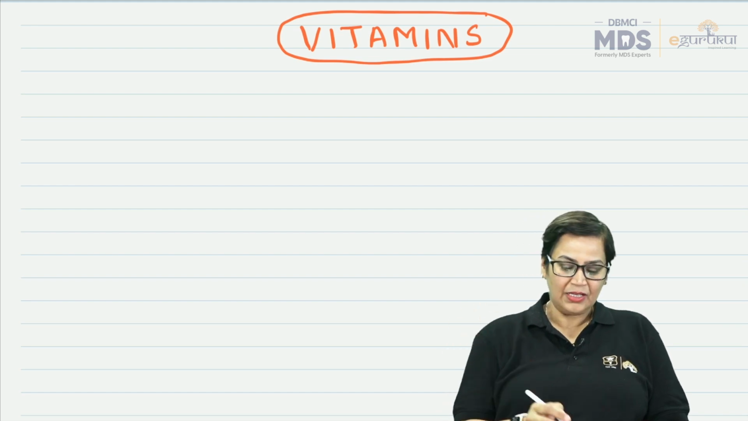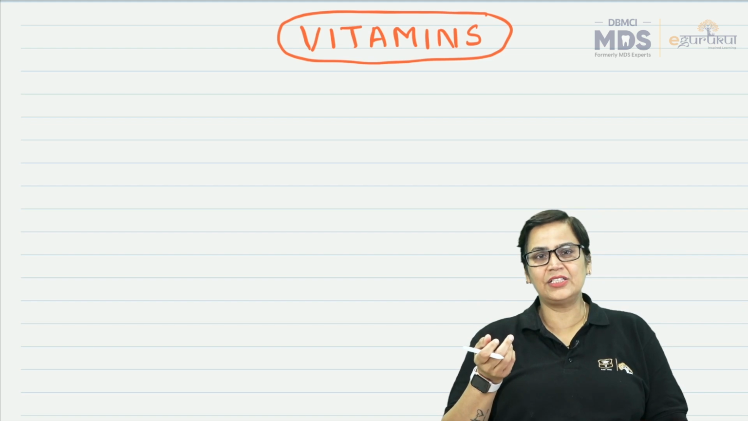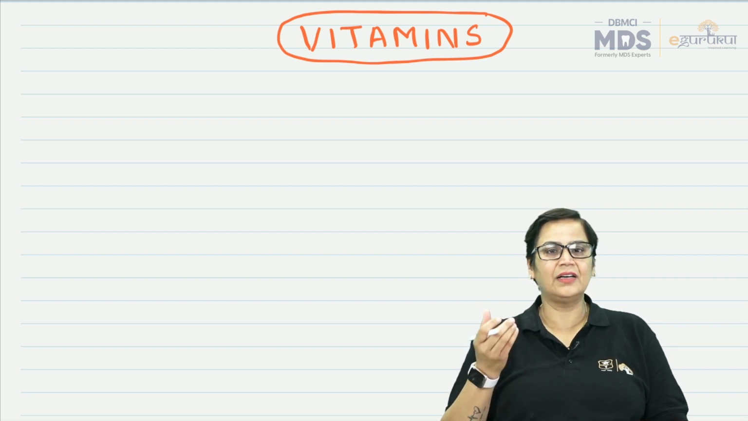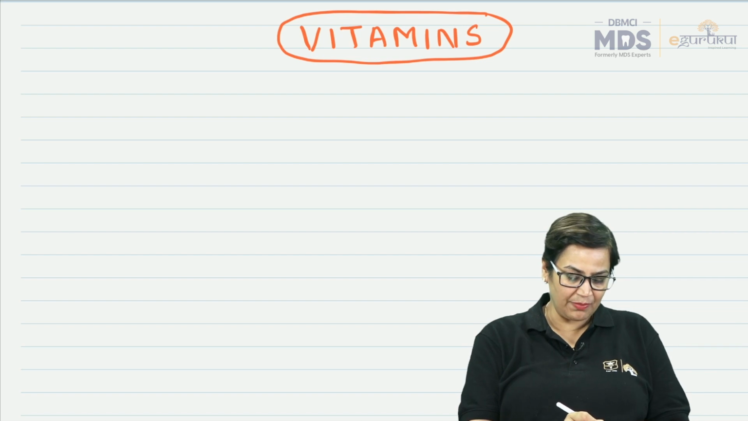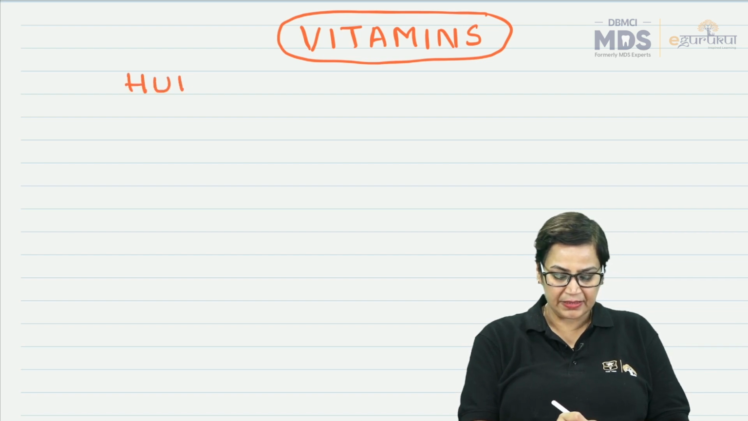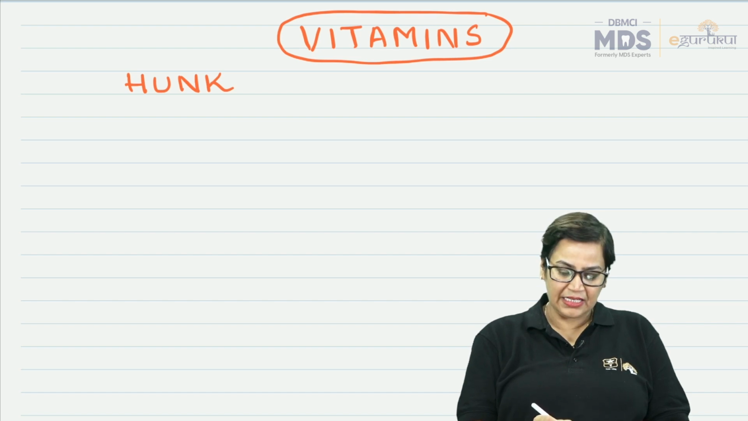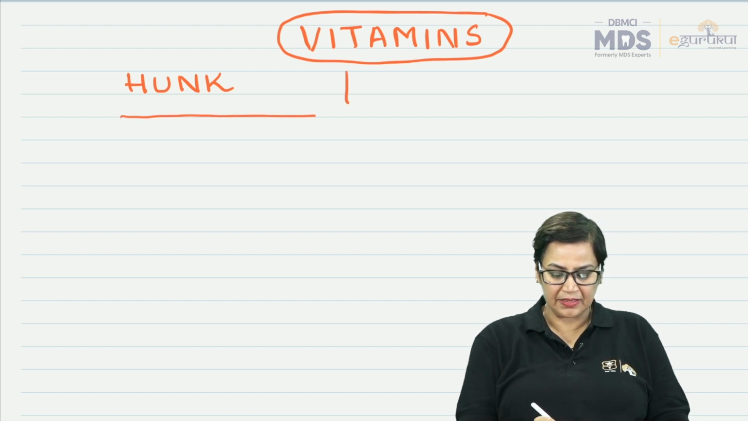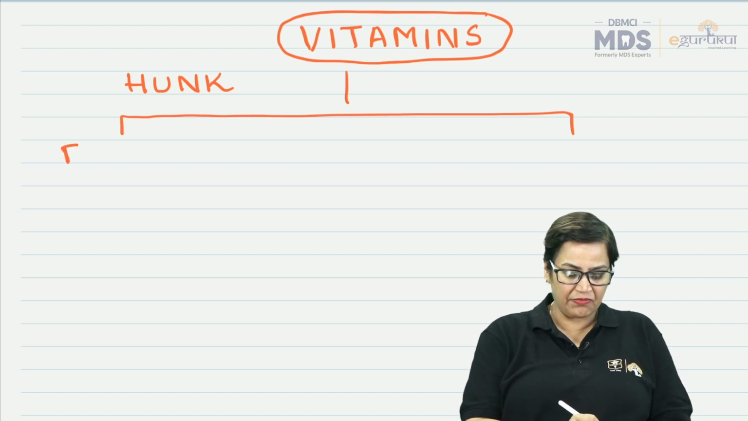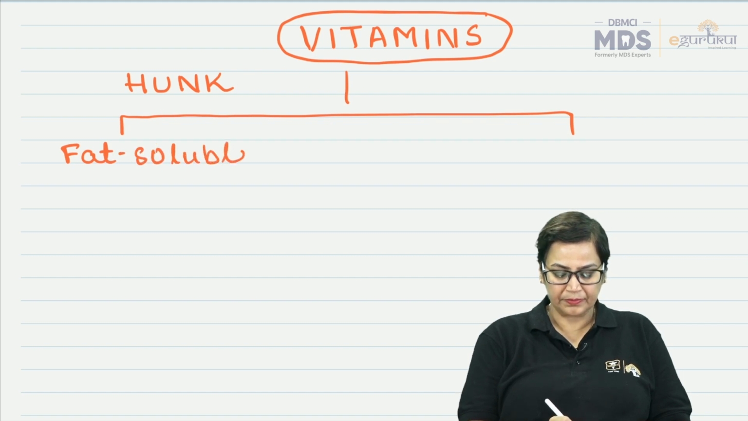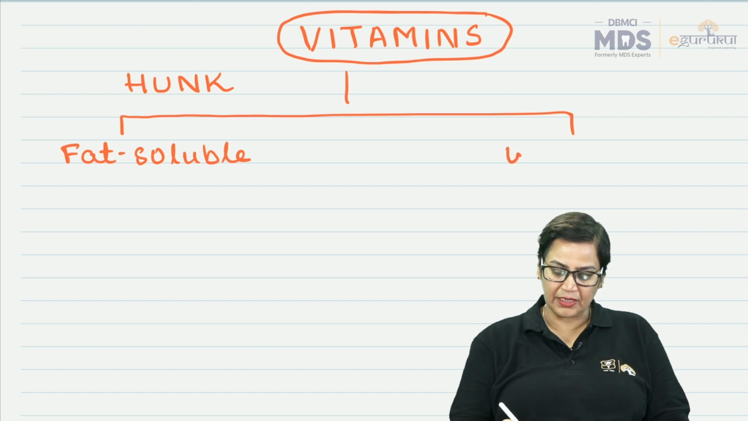Right. So if we look at the definition, we can say that vitamins are the compounds which are required for the normal functioning of the body. And broadly, this term vitamin was given by the scientist Funk. These vitamins are categorized into two classes. One class is fat soluble vitamins, and second is water soluble vitamins.